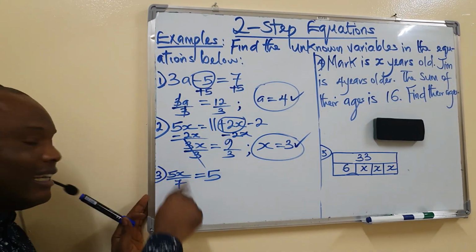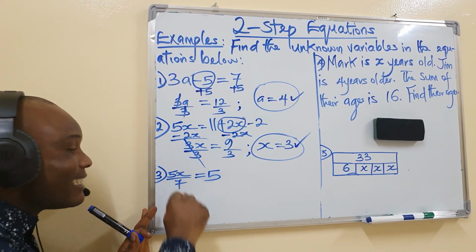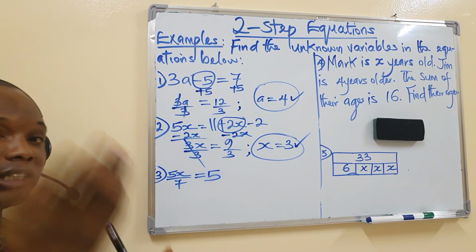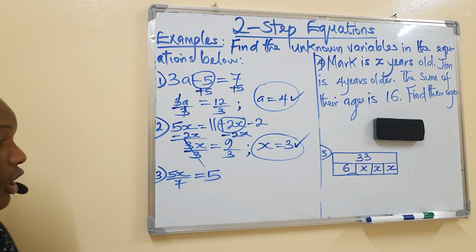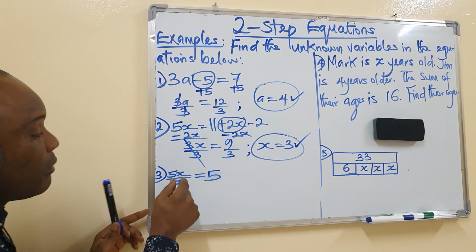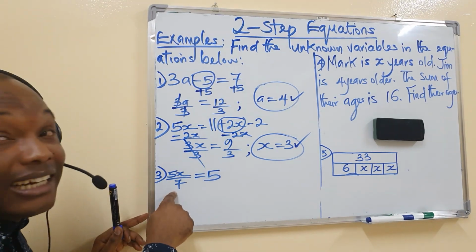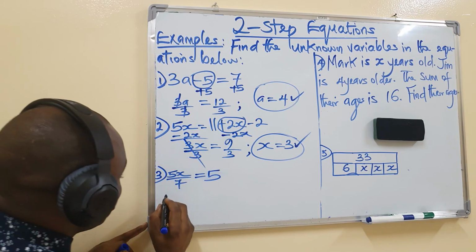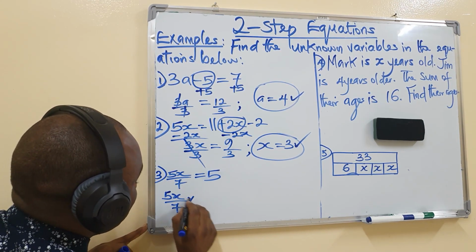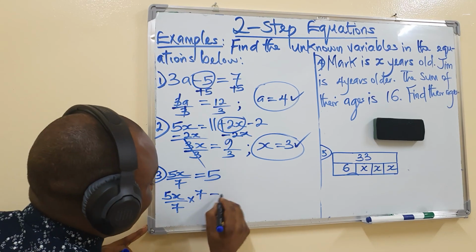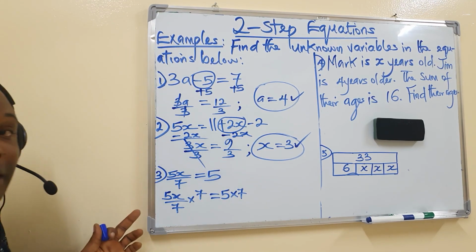Number 3, there's a division relationship. 5x is the numerator, divided by 7, which is the denominator. The only way to undo division is by using multiplication. So to do that, I am going to multiply both the right and the left using the number 7, which was initially dividing. Therefore, I'm going to write this as 5x divided by 7, and I will multiply it by 7. And on the right-hand side, it's also going to be 5 and then multiply it by 7. Simple.